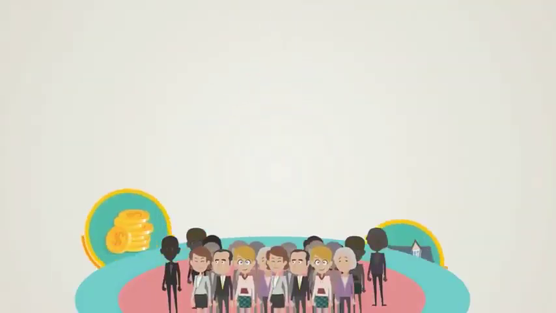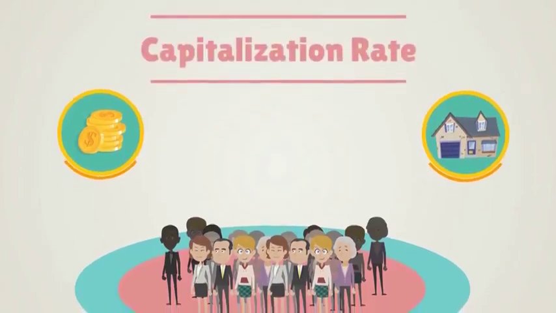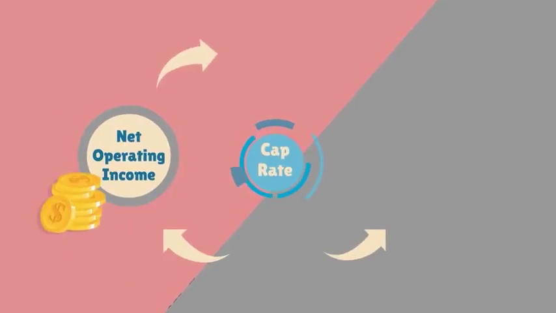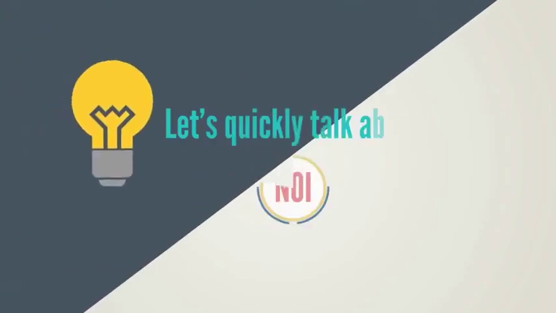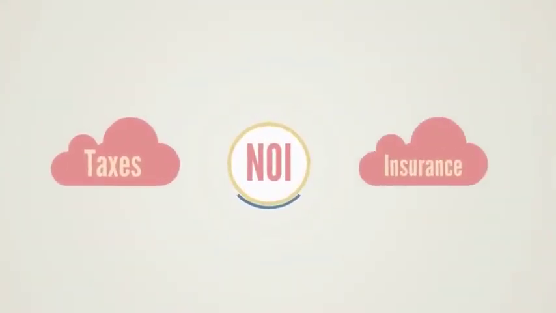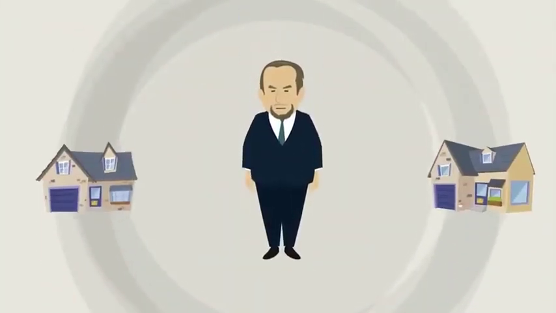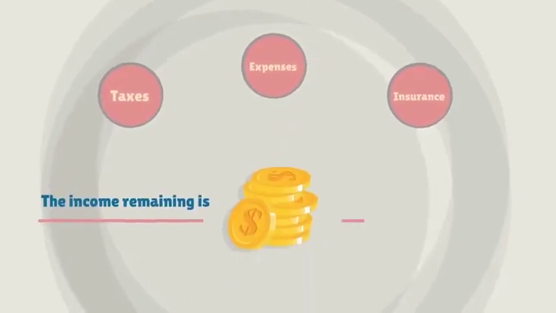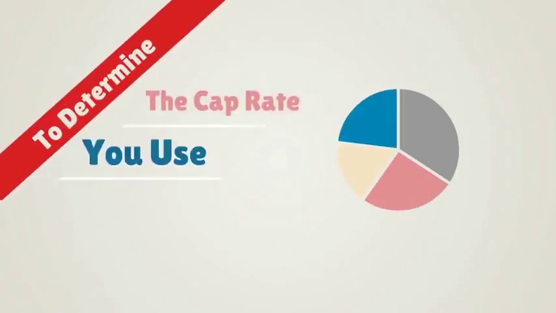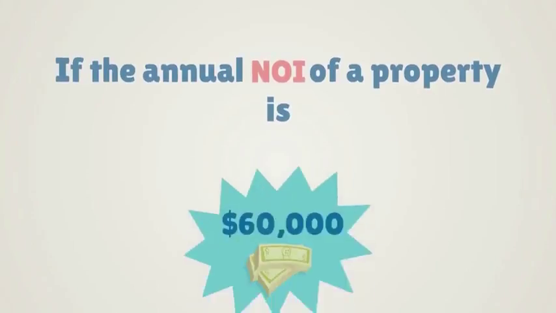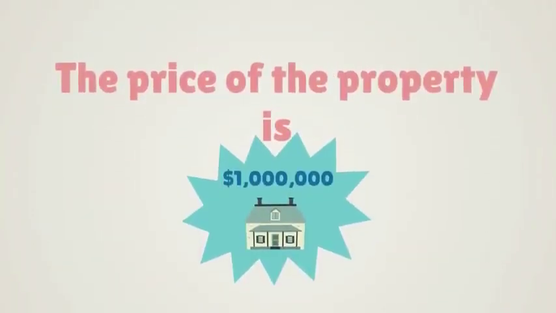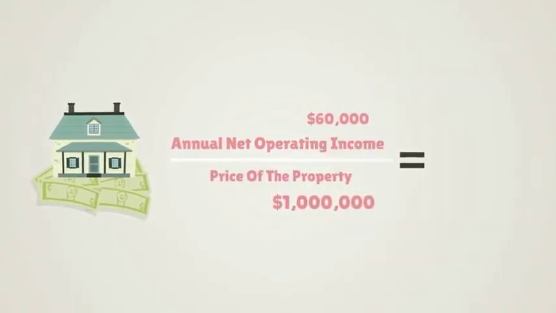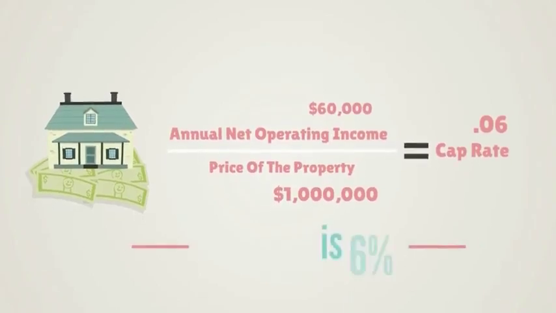One of the most popular tools investors use to determine price and value is the capitalization rate, or commonly referred to as cap rate. In short, the cap rate is the relationship between the annual net operating income, NOI, a property produces, and the price of the property. Let's quickly talk about NOI. The NOI is the income remaining after all taxes, insurance, and operating expenses are paid. Example: a property owner collects all the rents each month and then pays taxes, insurance, and expenses associated with owning the property. The income remaining is the NOI for that month. To determine the cap rate, you use the annual NOI. Now, for example, if the annual NOI of a property is $60,000 and the price of the property is $1 million, the math would look like this. The annual net operating income of $60,000 divided by the $1 million price of the property equals a cap rate of 0.06, so the cap rate is 6%.